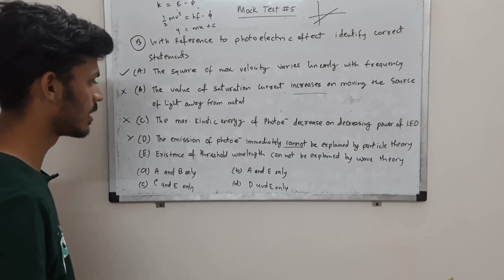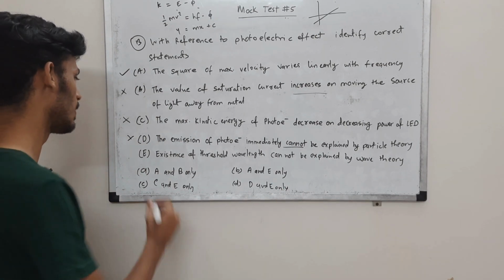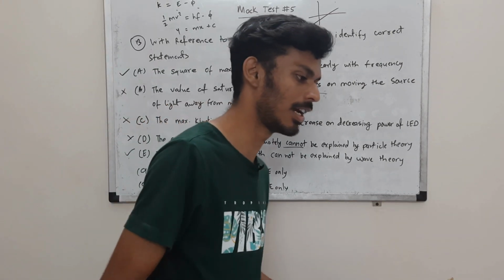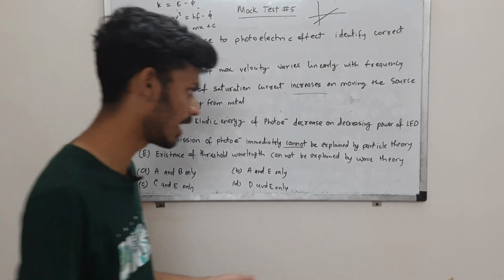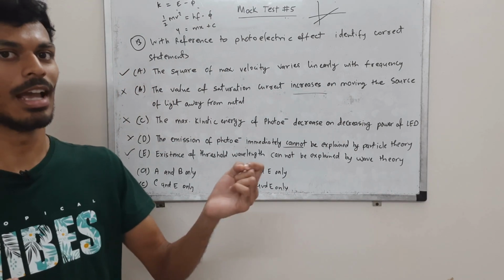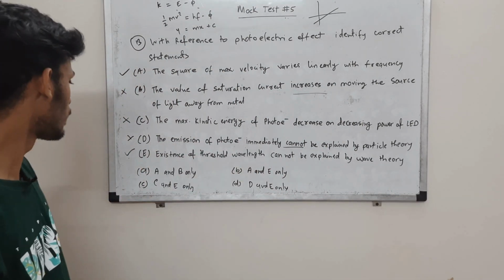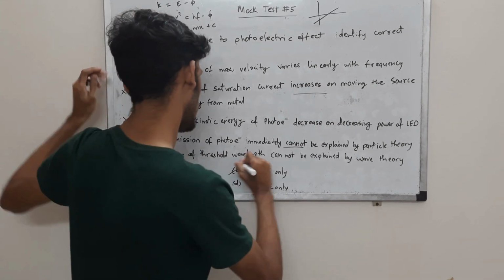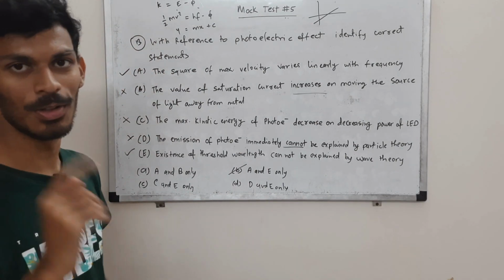Then we have the existence of threshold wavelength cannot be explained by wave theory. Yeah, it cannot be explained by wave theory, right? Wave theory itself cannot explain the entire existence of your photoelectric effect. You can read your NCERT. There are clear points why wave theory could not explain your photoelectric effect, and this is one of them. So A and E, which is option B. Option B, A and E only are the correct choices. Over to the next question.